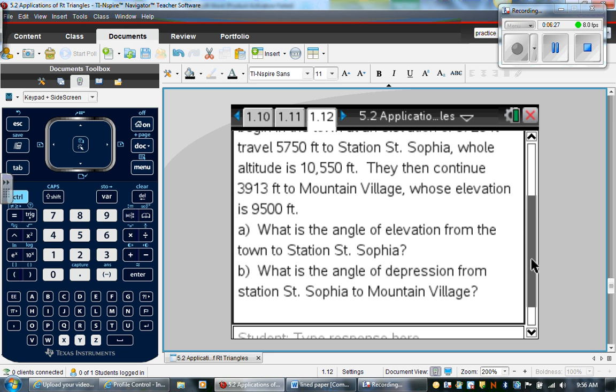What is the angle of elevation from the town to St. Sophia? And what is the angle of depression from Station St. Sophia to Mountain Village? So what we're going to have to do is build our triangle.